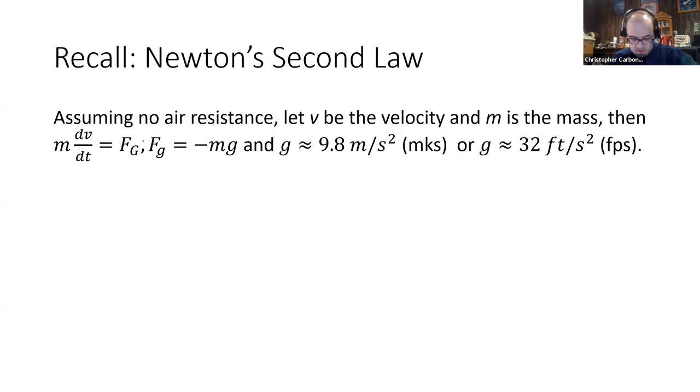force F sub G, that being the force of gravity. And that force of gravity, which probably should have a capital G, not a lowercase one, that gravitational force is equal to the negative of the mass times that gravitation g, with g being approximately 9.8 meters per second squared in MKS units, or 32 feet per second squared in FPS units.